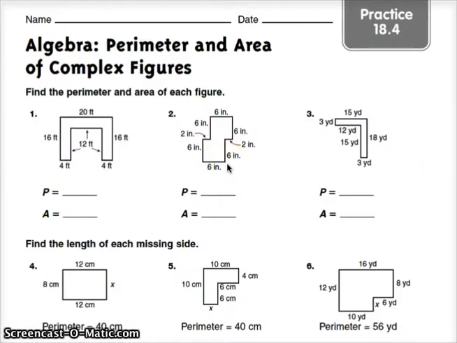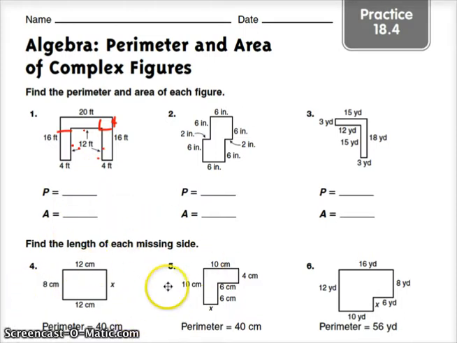Alright, next I would like you to work on this page. This is another perimeter and area of complex figures. So for the top, they have all the sides there for you. You just need to find the area and perimeter. So remember, perimeter, you're adding up all the sides. This one, the side's 12, 12, and 12. Area, you need to break it off. Okay, so if the whole thing is 16, the inside is 12, what is just this? That would be 4. Okay, so find your perimeter and area of these.